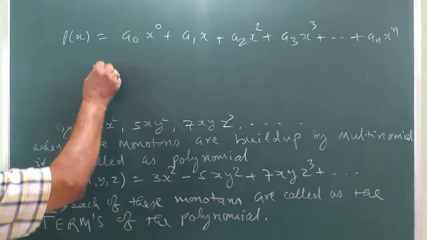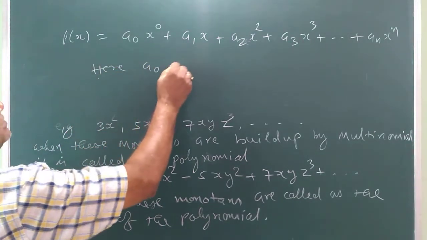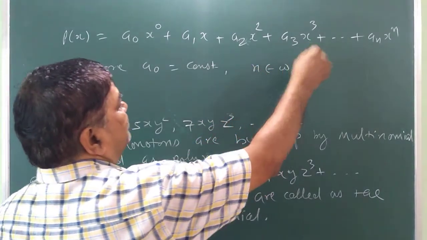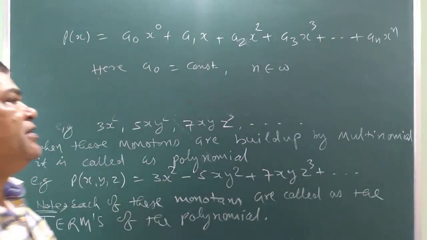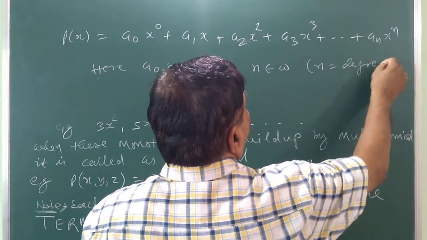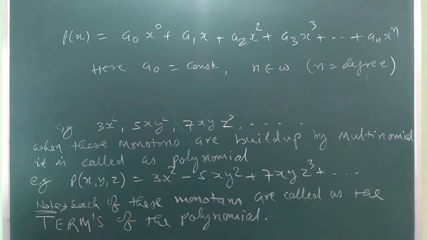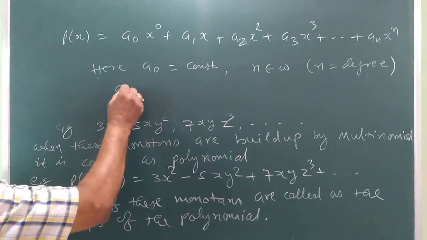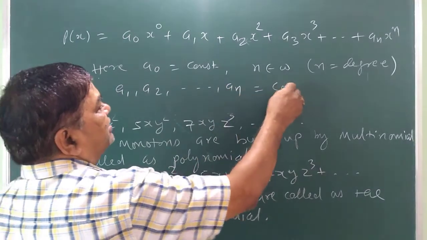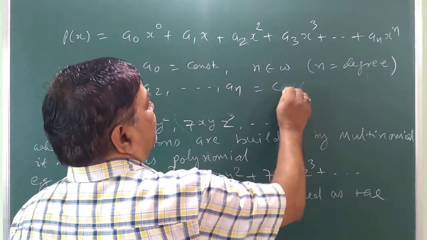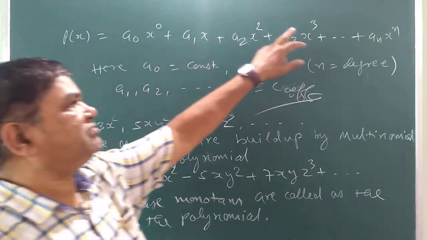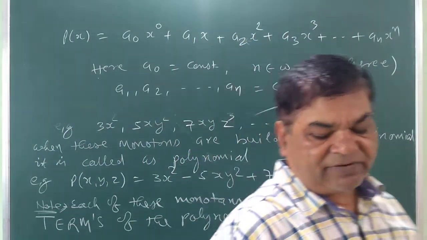So here a0 is the constant and n always belongs to the whole numbers, and this n is called the degree of the polynomial. One more thing is there, that is a1, a2 up to an. These are the coefficients of x, x square, x cube up to x to the power n.